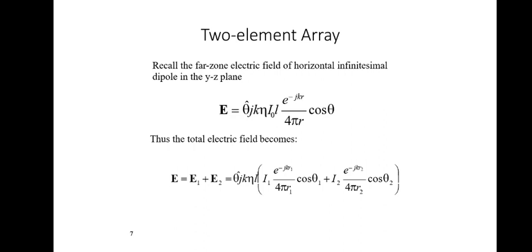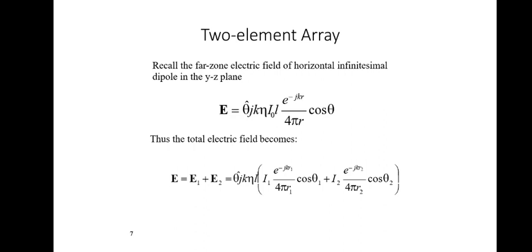Then E theta is equivalent to j k eta I naught L e power minus j k r by 4 pi r into cos theta. For the total electric field, we take the field from the first point source and the second point source. The first point source we call E1, and the second point source we call E2. The total phase difference between the fields from 2 and 1 at a distant point, P in the diagram, is psi, which is 2 pi into the path difference.